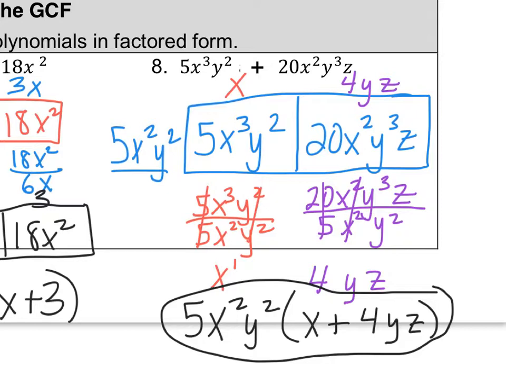Okay, it may have taken you more than one step before you finally got it all the way down to the greatest common factor. But when you did finally get it to the greatest common factor, you should have gotten to the point where you have an x and a 4yz. There's nothing else we can take out of these together. So our answer was 5x squared y squared times x plus 4yz.